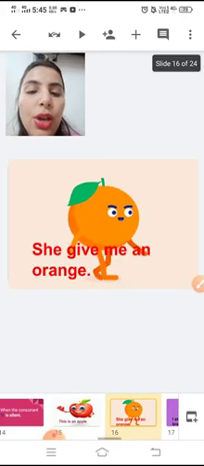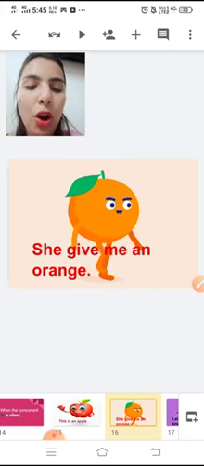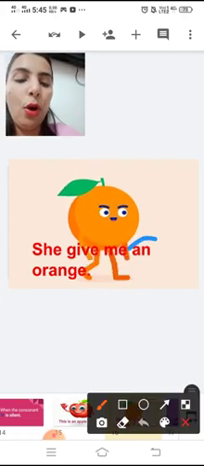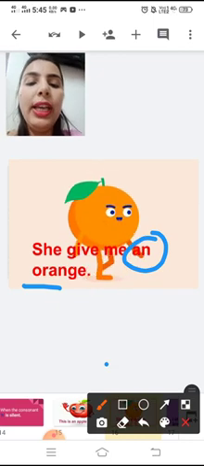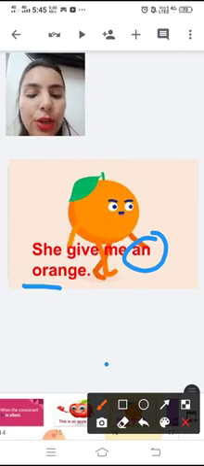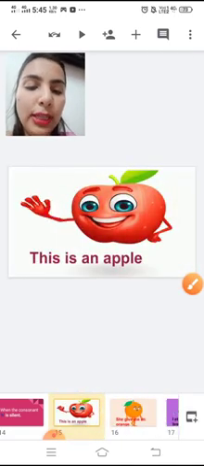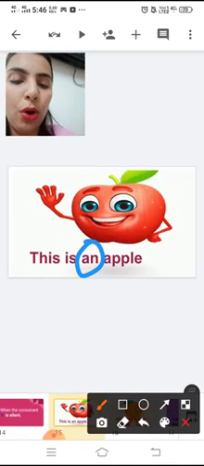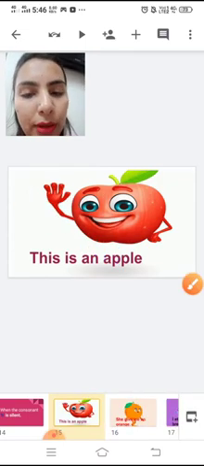Next is, she gave me an orange. We use N before orange because orange starts with the letter O. She gave me an orange. And in the first sentence, we use N before apple because apple starts with the letter A. So this is an apple.